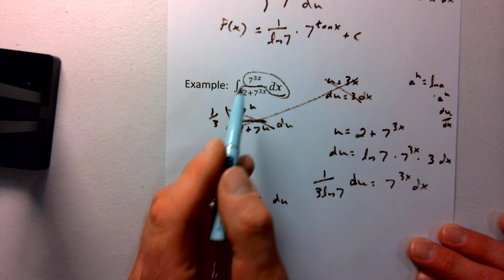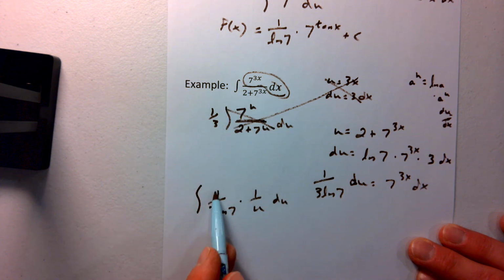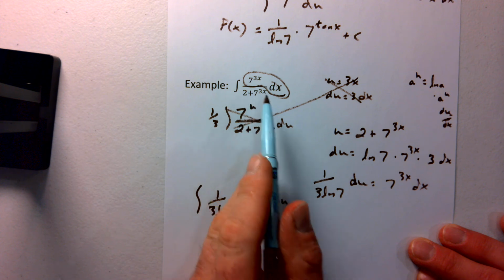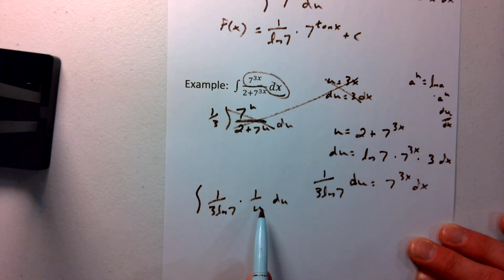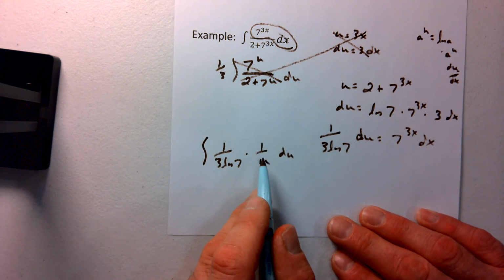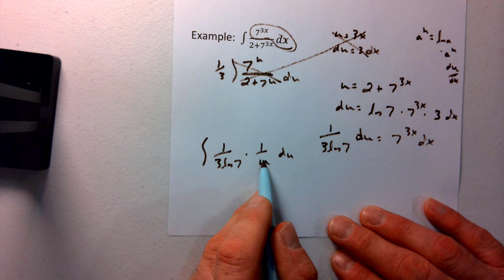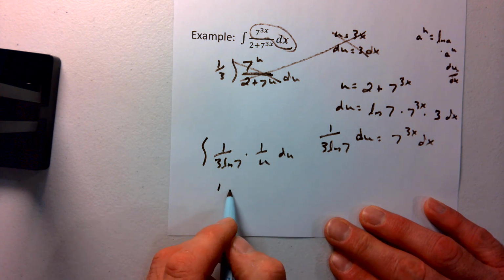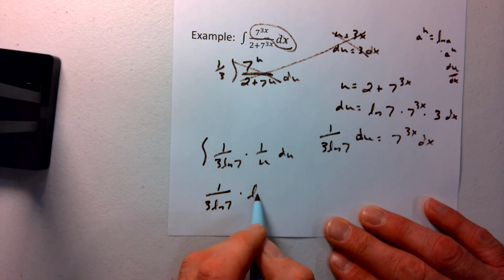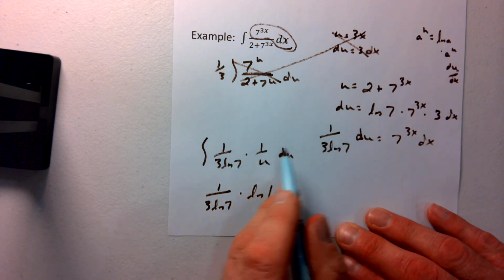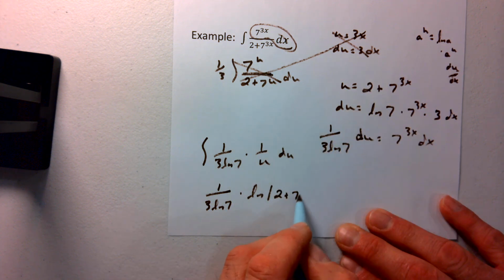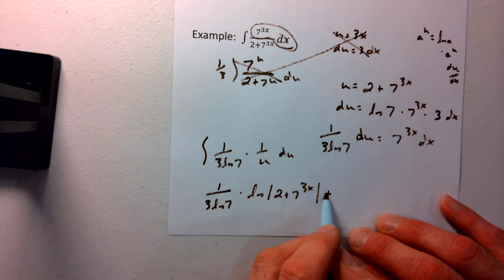So that's going away. In its place is going to be this 1 over 3 natural logs of 7 du. And it's 2 plus 7 to the 3x. That's my u. So that's going to be down here. I know the integration of 1 over u is the natural log of u. So I get 1 over 3 natural logs of 7 times the natural log of the absolute value of u, which is, in this case, 2 plus 7 to the 3x plus c.